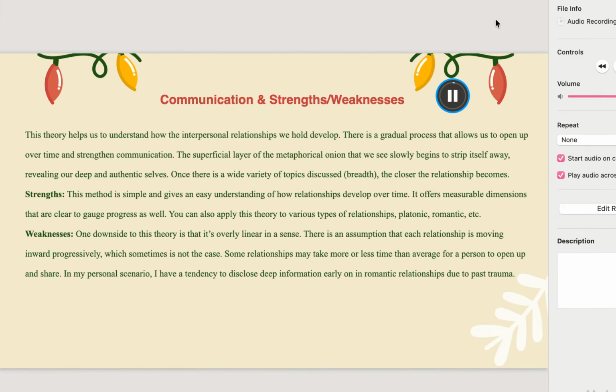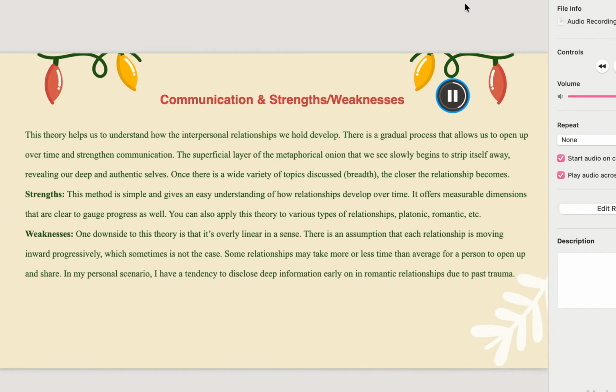As for how this ties back into communication and one of the strengths and weaknesses that I saw within this theory, SPT definitely helps us to understand how the interpersonal relationships that we hold develop over time, and there is that gradual process that allows us to open up and strengthen communication, and it definitely does not come immediately, at least for most. This superficial layer of the metaphorical onion that I keep talking about, we slowly see it begin to strip away, and we can reveal our deep and authentic selves. Once there is that wide variety of topics discussed, the closer the relationship becomes.